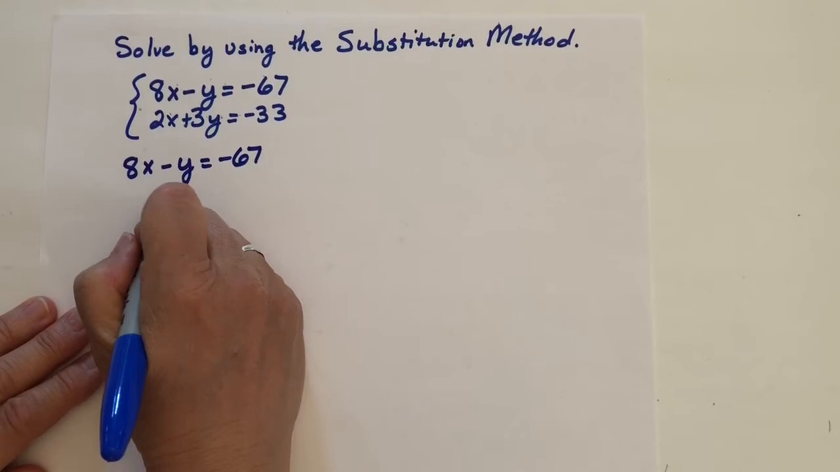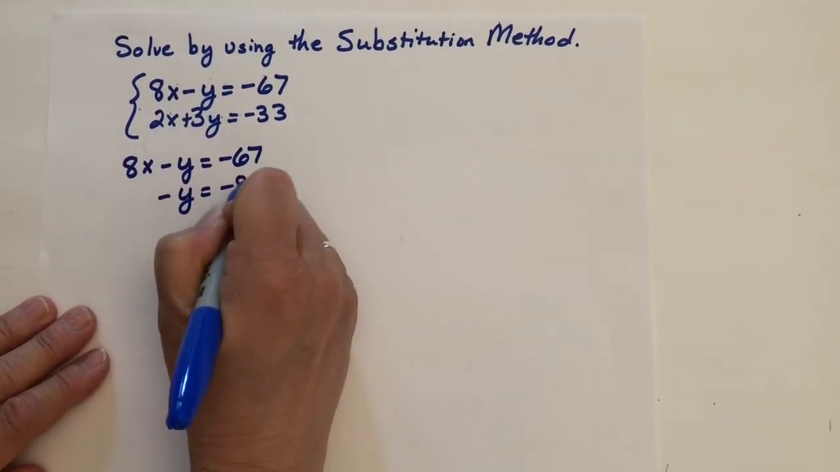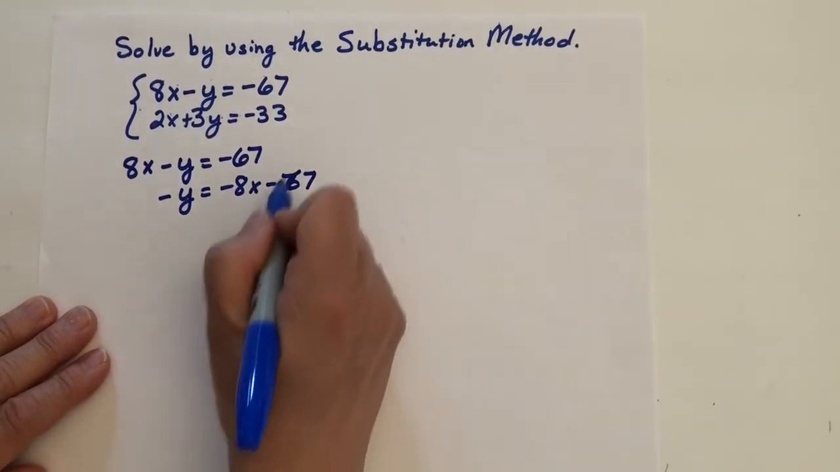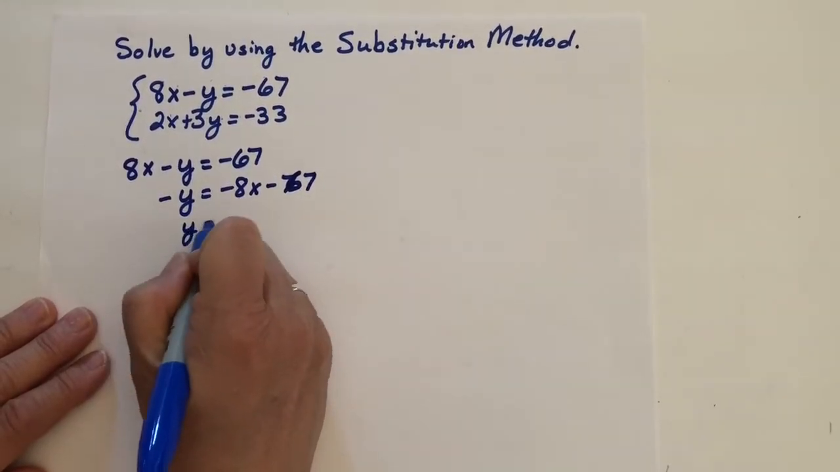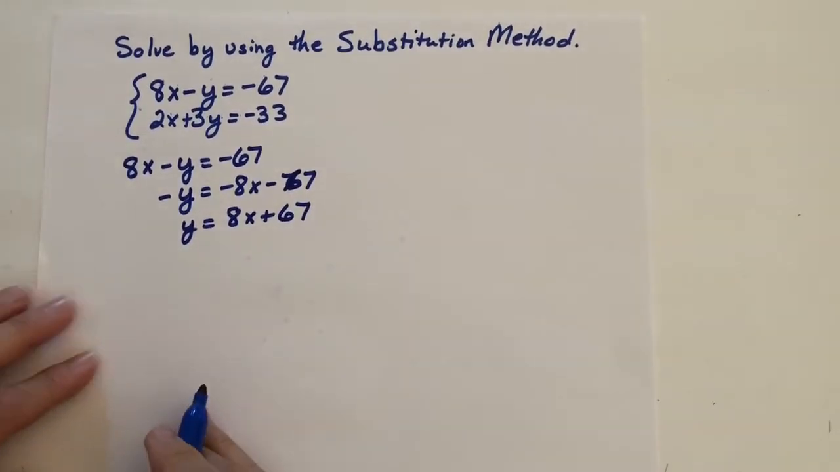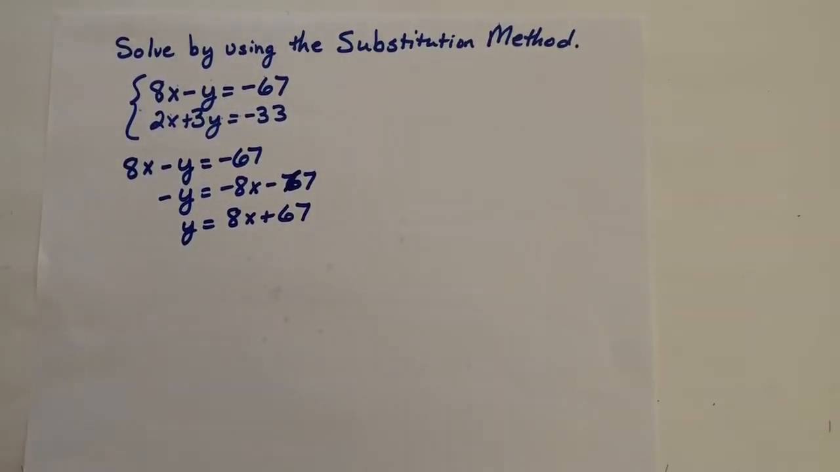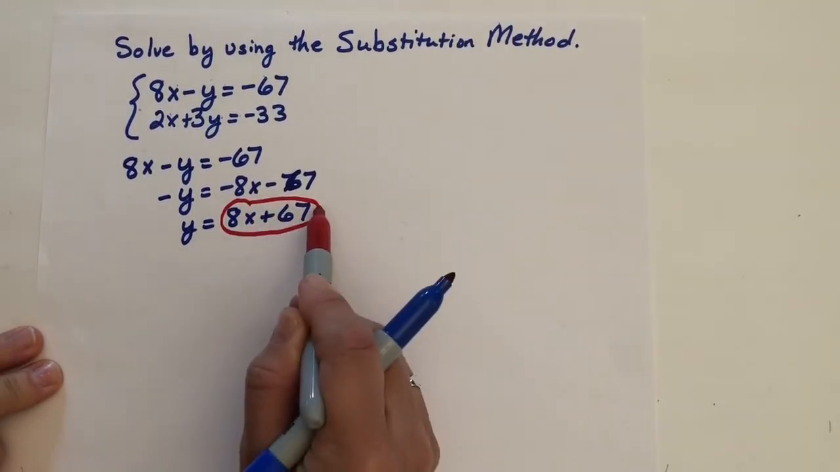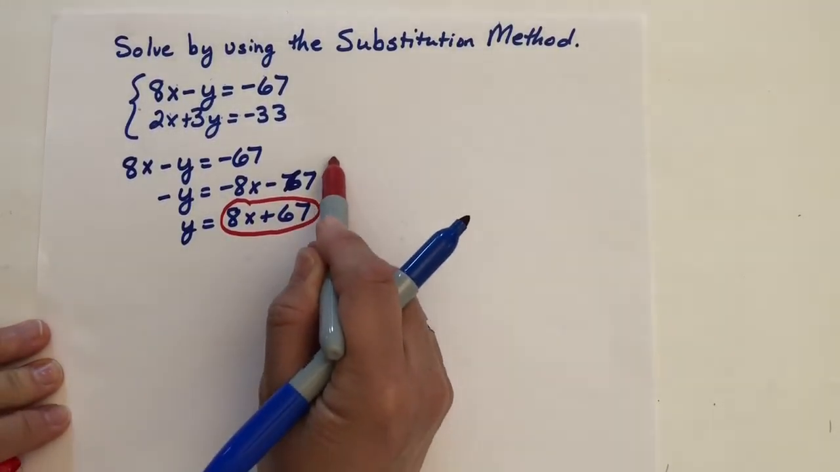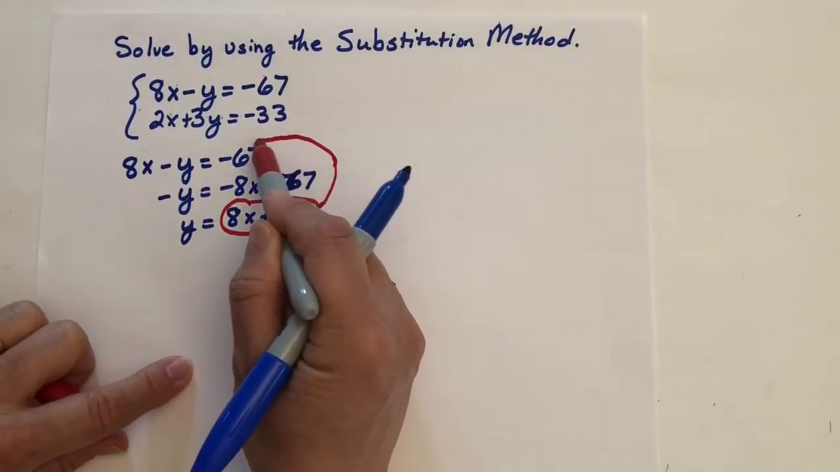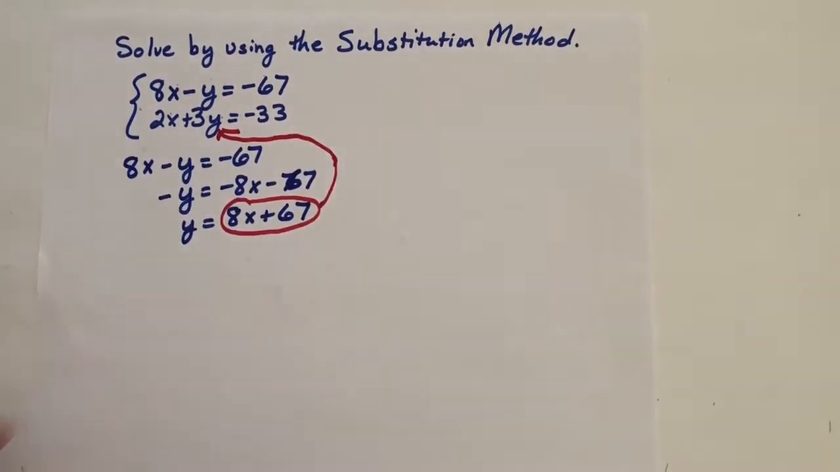I'm going to subtract 8x and divide by -1. So we have y equals 8x plus 67. And again, we're going to make the substitution. This y is going to be substituted into the second equation. This was from equation 1. Make sure you get it substituted into the other equation.